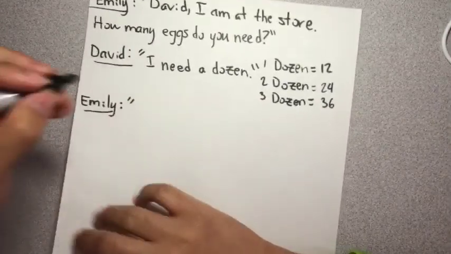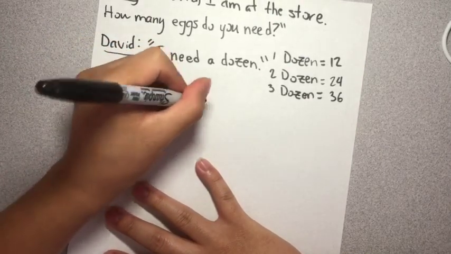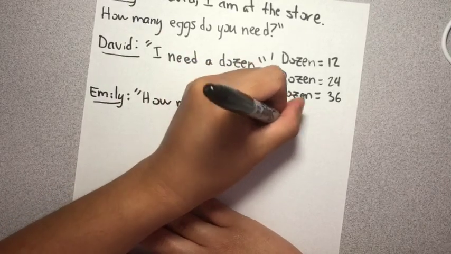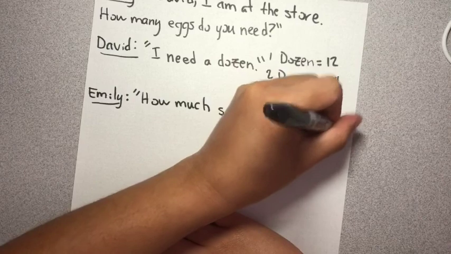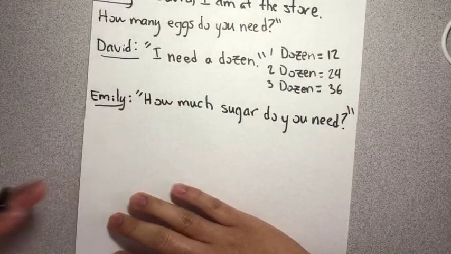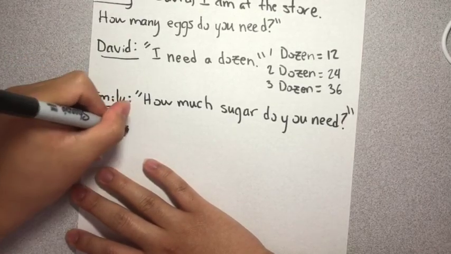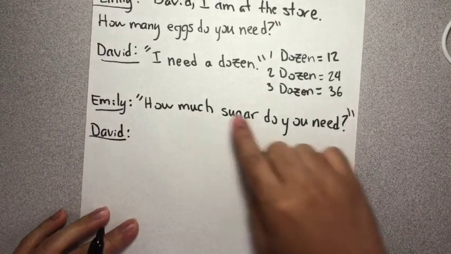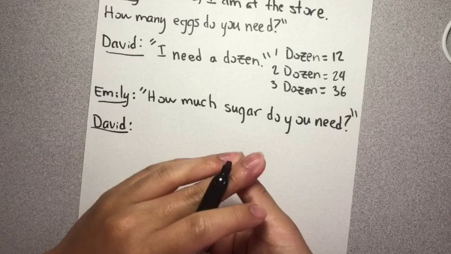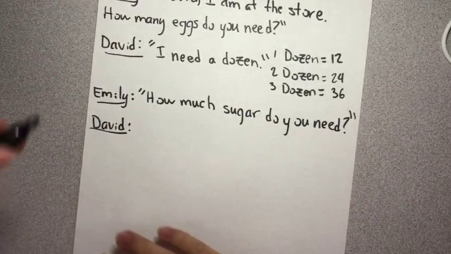And now Emily asks, how much sugar do you need? How much sugar do you need? She's asking how much for sugar because sugar is not something you can count. You don't count 1 sugar, 2 sugar, 3 sugars. So you say how much? How much sugar do you need?